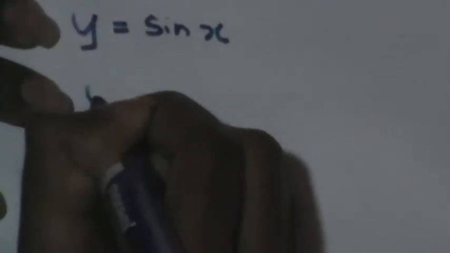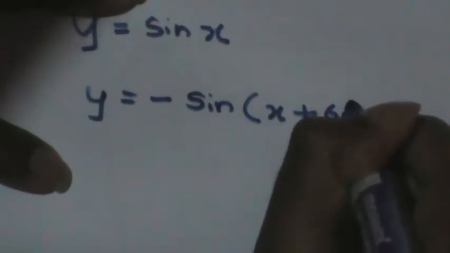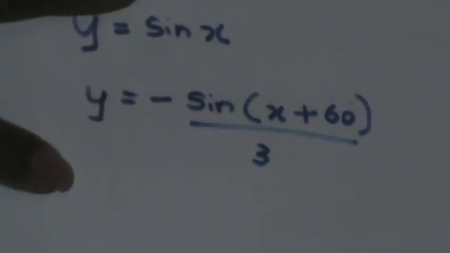Draw the graph of y equals sin x, right? Okay, y equals sin x, and then draw the graph of y equals minus sin of (x plus 60) by 3. Right? So now I have given you the problem. Now draw the graph of y equals sin x first, because it will be easy. I don't need that. If you can draw it first, it's very good.